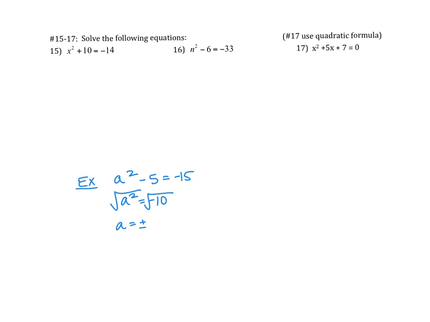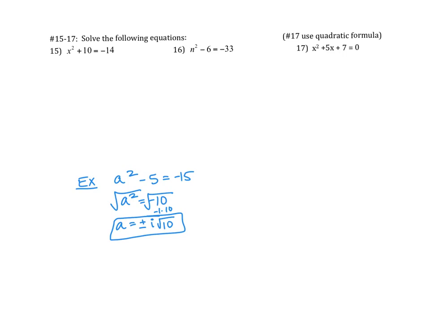And now negative 10, basically I could think about that as negative 1 times 10. So I'm going to pull out the square root of negative 1, that's my i, and I'm going to leave the 10 inside. This would be written in the correct form. You want to keep the i in front of your square root.